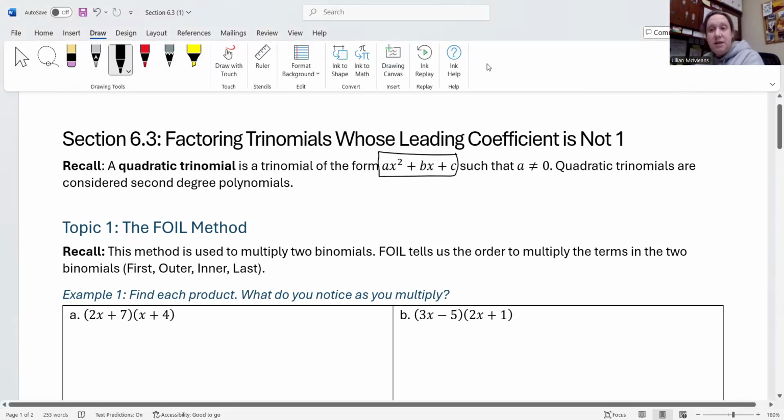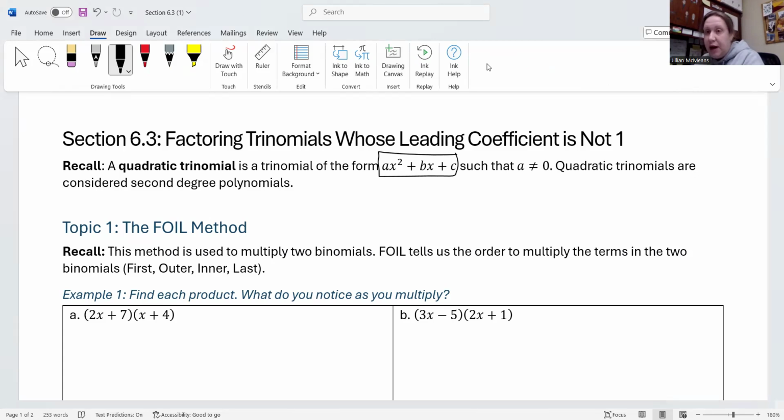We know that a, b, and c can be any real number. They could be decimals, fractions, integers. For the most part, we're going to be dealing with integers. I would say all of these are going to be integers. We do have the condition, though, that a cannot be 0.